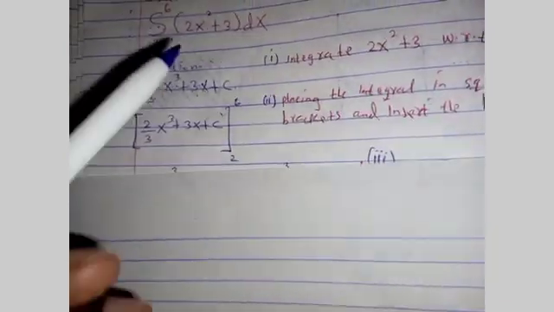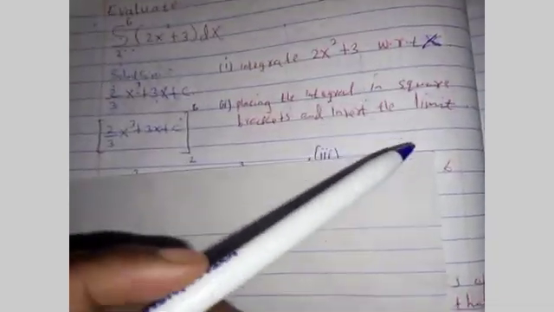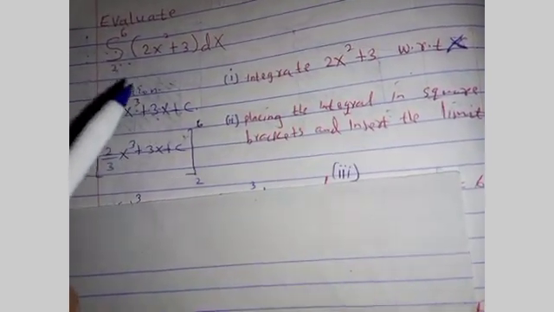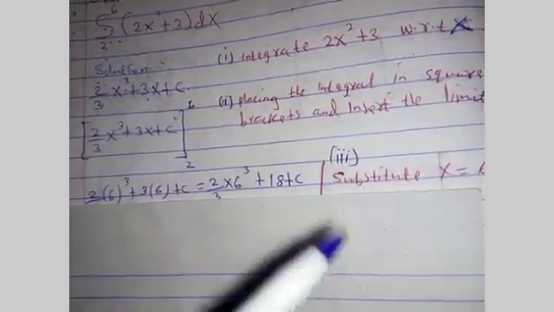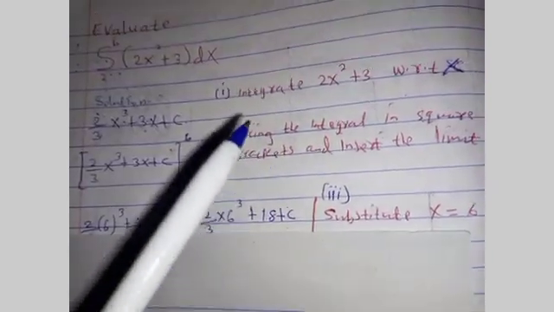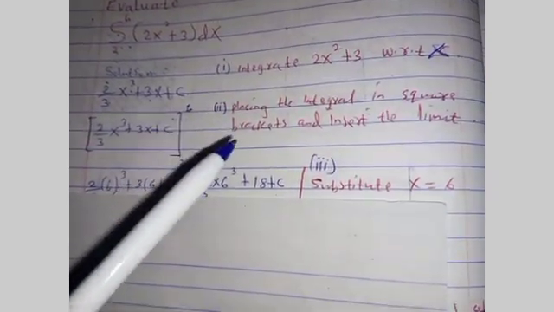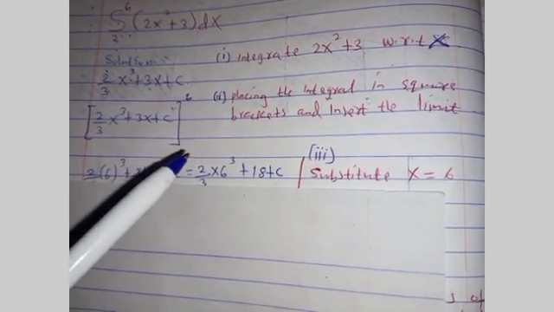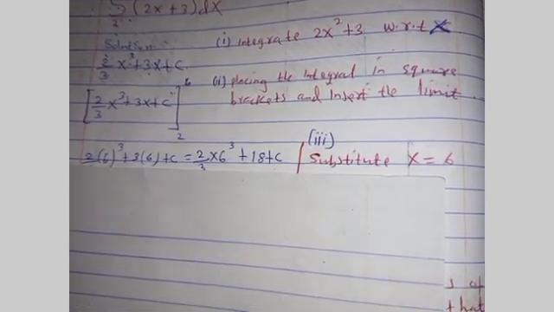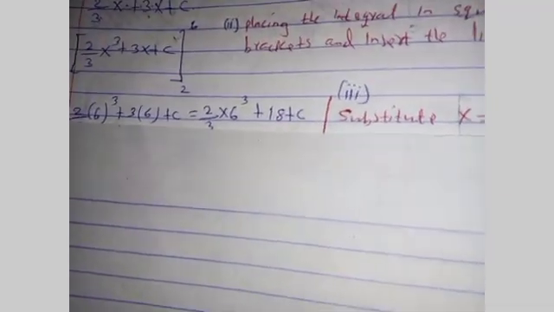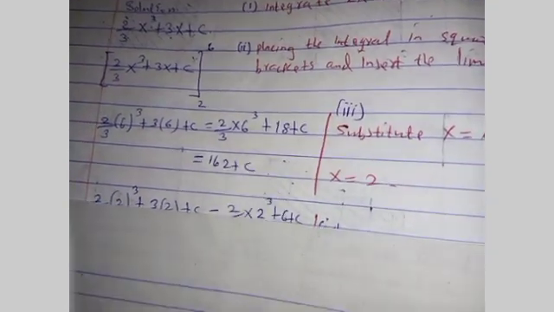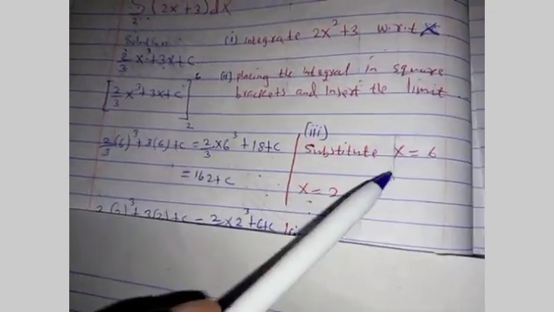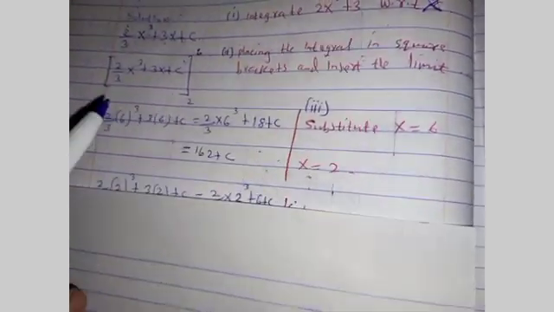Then the second step is that we place the integral in a square bracket and insert the limits. So our limits are 2 to 6, as we have done here. So step one, integrate. Second step, place the boundaries in the square bracket as shown here. The third step is we substitute. We substitute x is equal to 6 and x is equal to 2 here.